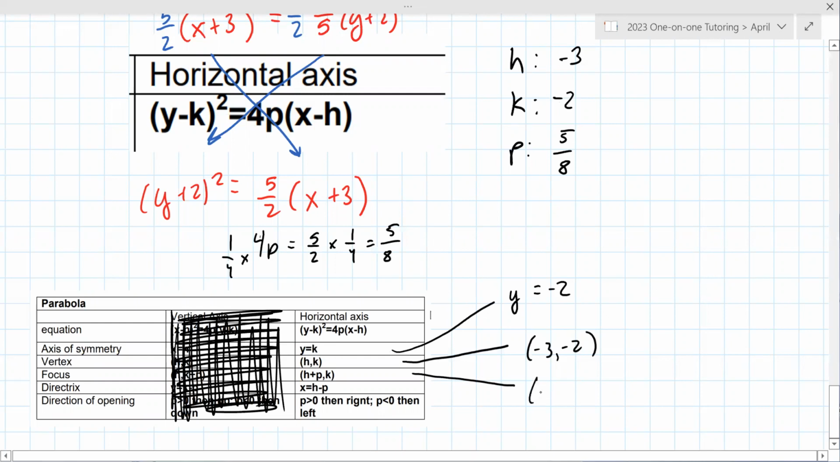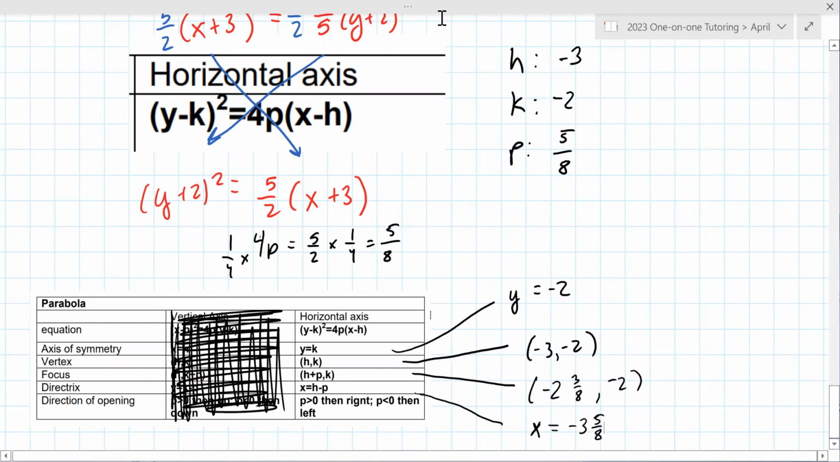Yes, yes. And there's a bunch of ways you can write that. I don't know how your teacher will want that. But yeah, that's really good. Directrix. The directrix is x equals -3 5 over 8. Yeah, very important that you write it as an equation there.